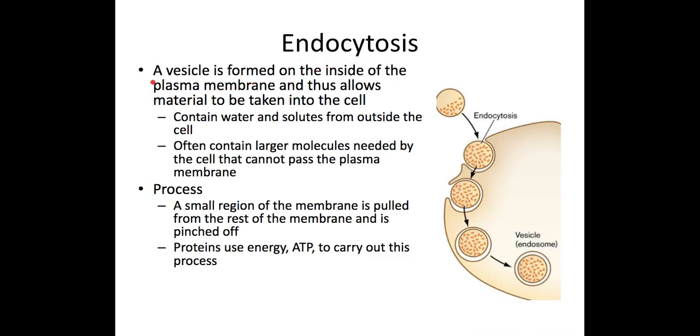Endocytosis. In endocytosis, a vesicle is formed on the inside of the plasma membrane, and thus this will allow material to be taken into the cell. The material can contain water and solutes from outside of the cell. They also often contain larger molecules that are needed by the cell that cannot pass through the plasma membrane. How this process occurs is that a small region of the membrane is pulled from the rest of the membrane and is pinched off. And then proteins use energy or ATP to carry out this process.